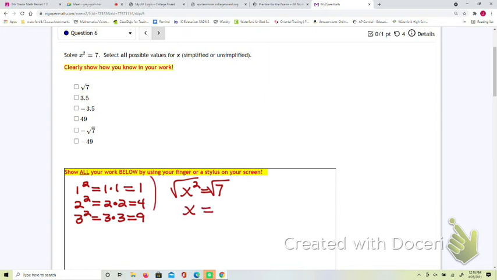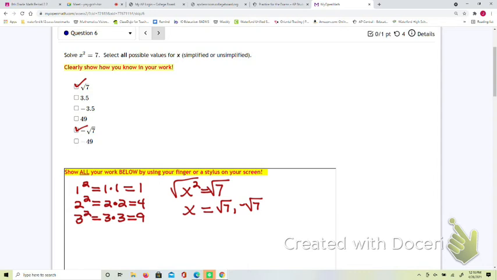Okay, now I go over here and I'm looking for 7. Do you notice that 7 is in between 4 and 9? So this one doesn't come out even. So if it doesn't come out even, it's going to be square root 7 and negative square root 7. Remember that a square root has 2 answers. Cube root only has 1, but a square root has 2. So I go select square root 7 and negative square root 7.